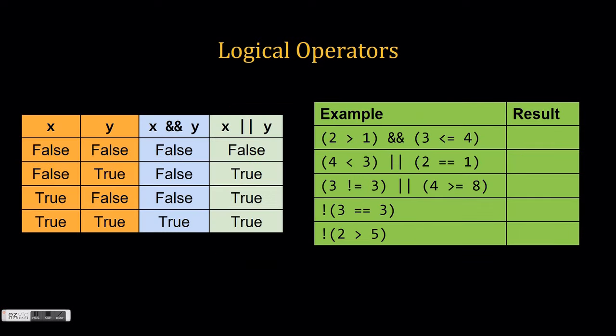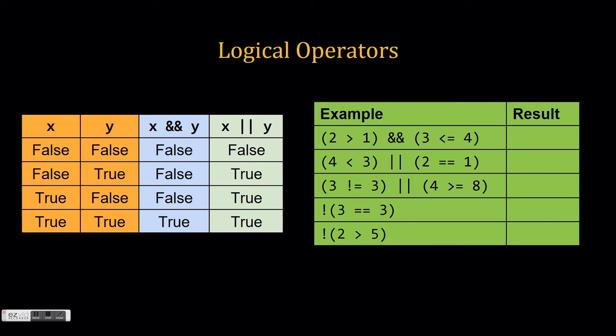Okay, now logical operators. Let us look at this example, and then we'll see how these different comparisons are made. So in the first row of the table on the right, the green one, we ask, is 2 greater than 1? And we know that it's true. And then on the right hand side, we ask, is 3 less than 4? And then we know that it is true. So you have true on the left hand side, you have true on the right hand side.